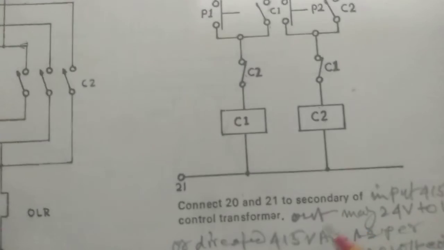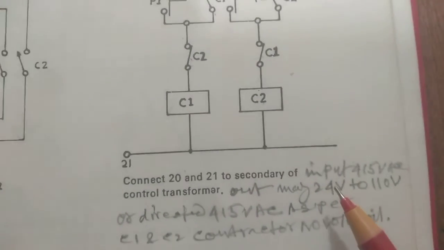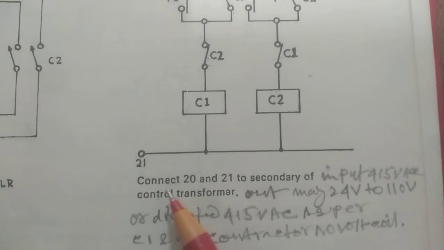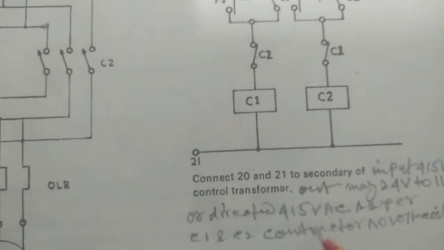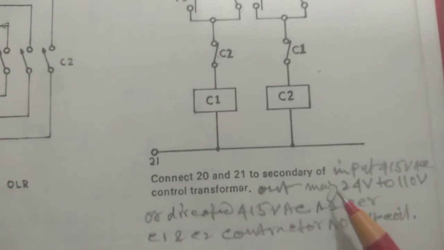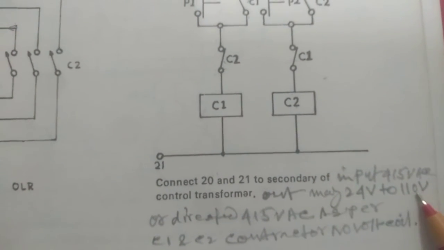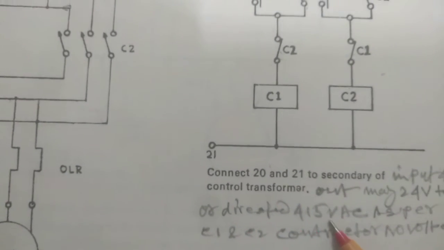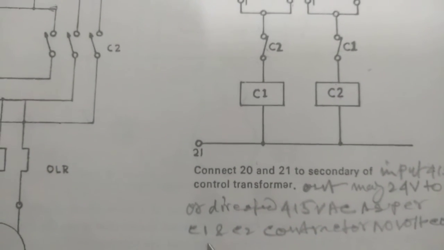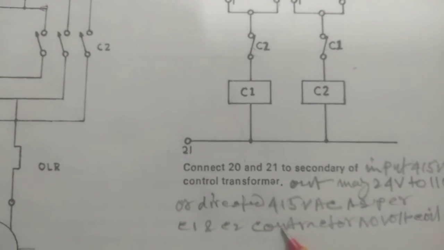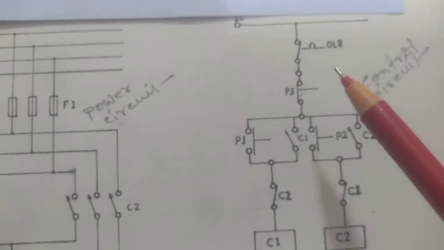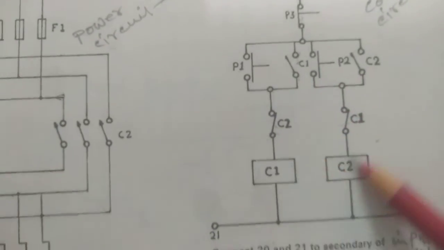Relay logic control here, and this is the input 15 volt. Connect here and output may be 24 volt to 110 volt or direct to 15 volt as per C1 and C2 contactor no volt coil. This is the control circuit RLC.